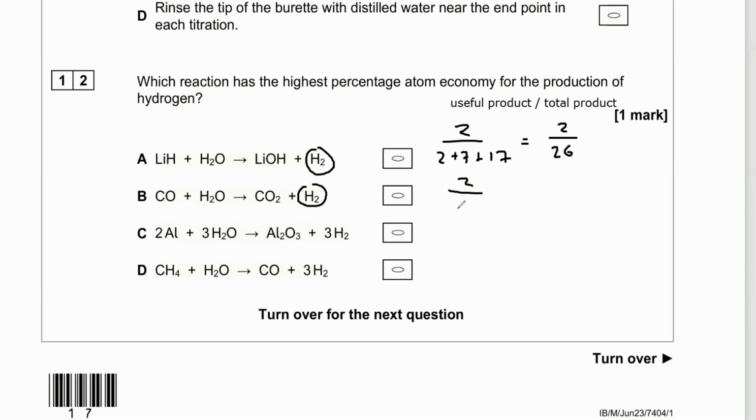So 2 divided by 26 gives us 0.076. Then the next one is 2 over 46. And then like obviously 6 for this next one because there's 3 lots of hydrogen, 6 over the total. And then here we got like 6 divided by 34.